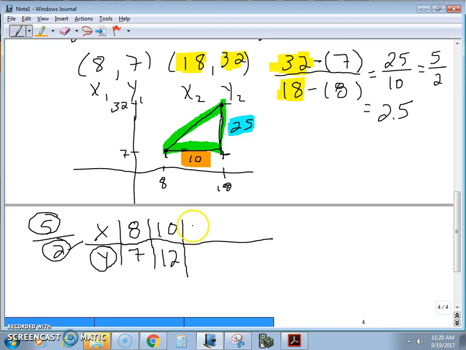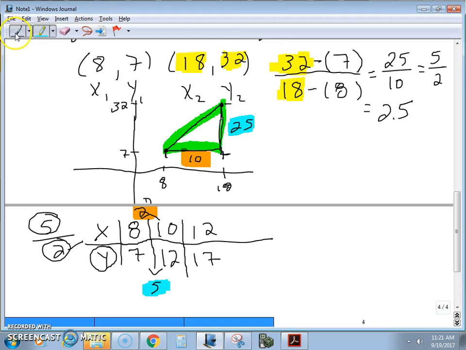And also 12, 17 would be another point on that line. That's because the difference from 8 to 10 is 2, and the difference from 7 to 12 is 5. It looks different this way because our run is in the x value and our rise is the y value. So it's actually 5 over 2, but the way the table's written, it might be a little bit different.